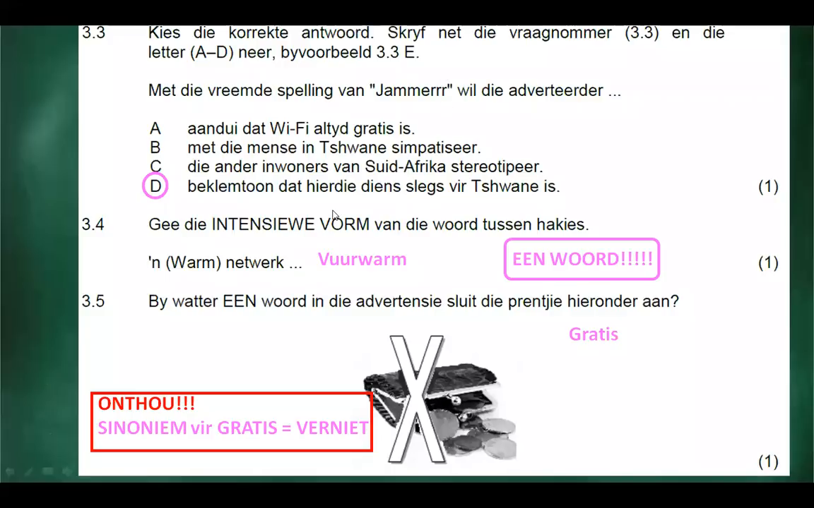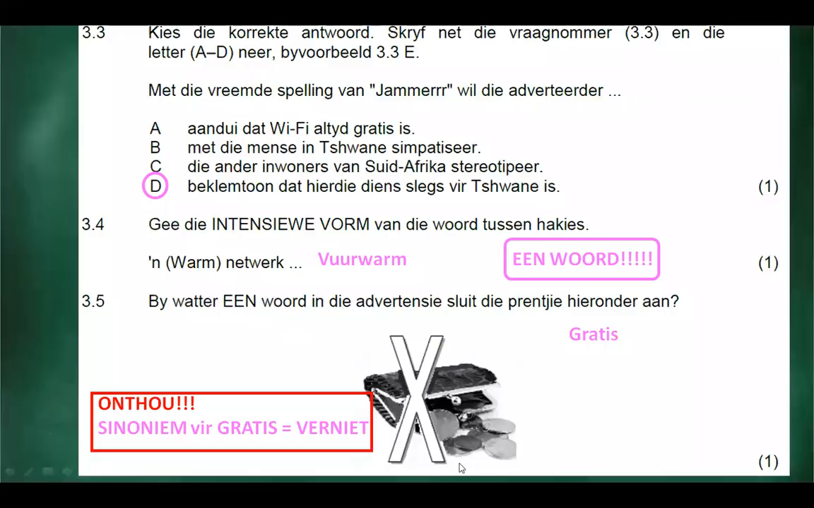Now, you've seen in nearly every one of the question papers that we've done, hulle sê hier die intensiewe vorm van die woord tussen hakies. They've asked it in all the papers we've done, ek het julle nou net weer herinner, dit is een woord. I'm reminding you again this morning, it's one word. En dan is dit 'n lekker maklike een hierdie keer. It's a nice and easy one this time. Vuur, warm. Dan sê dit by water, een woord in die advertensie, sluit die prentjie hieronder aan. So the question is asking you, go back to the advertisement and look for the one word that you find in the advertisement that links to this picture.